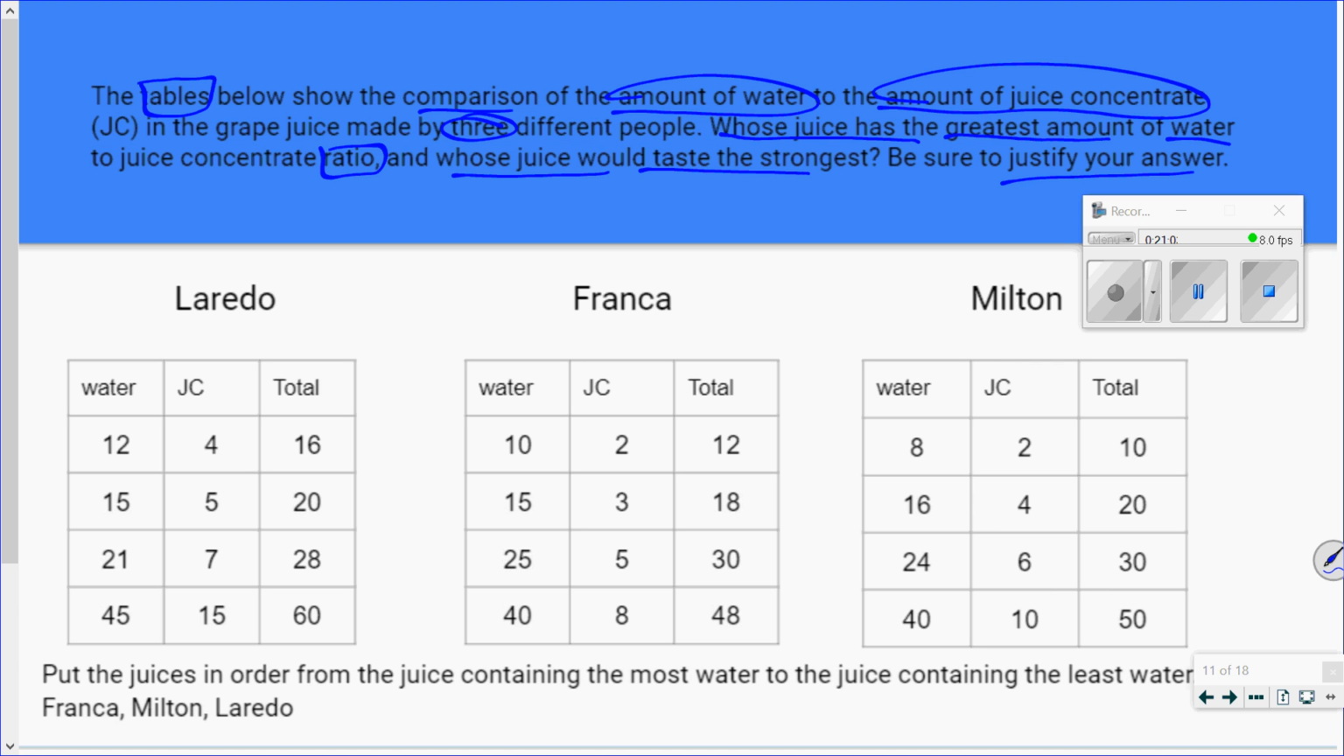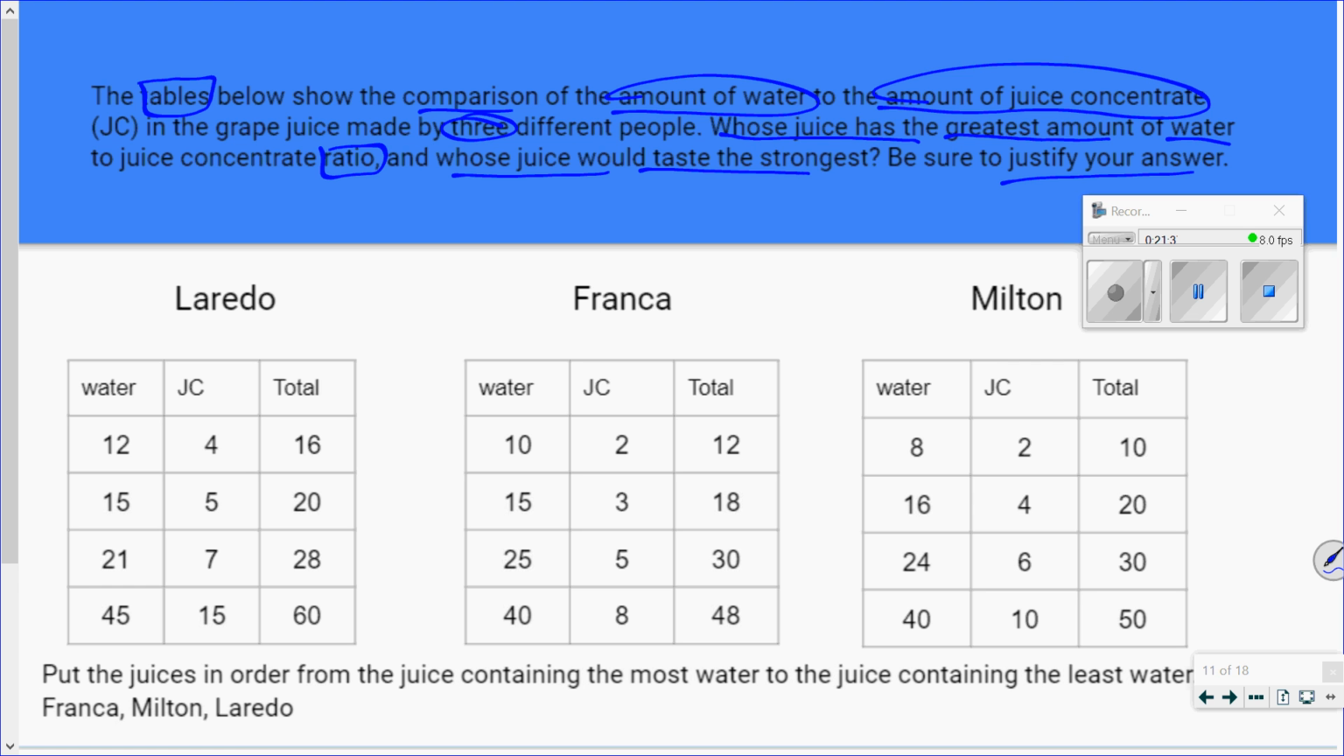So I know you were marking your text right along with me, so you have the 2 questions underlined and know exactly what we're talking about, right? Okay, so 2 of them. Whose juice has the greatest amount of water, and whose juice would taste the strongest? Is that the same question? How do I know whose juice tastes the strongest? Are they going to have more water or less water, Armstrong? Less water. Why? Because the more water you put, the less the solution is.